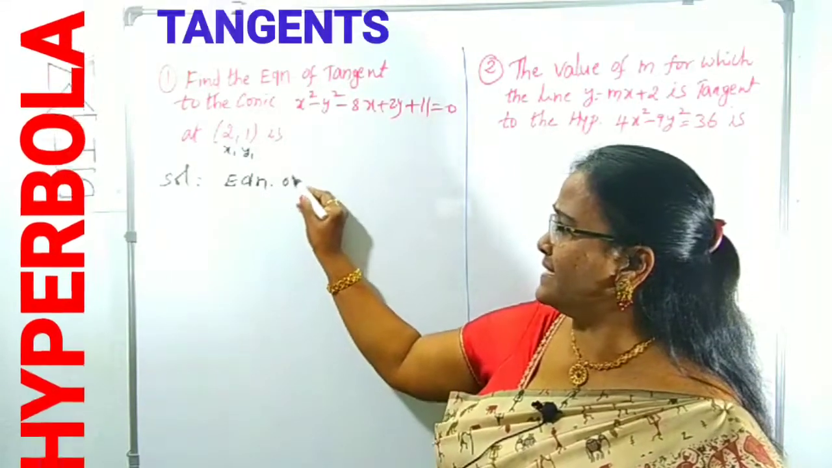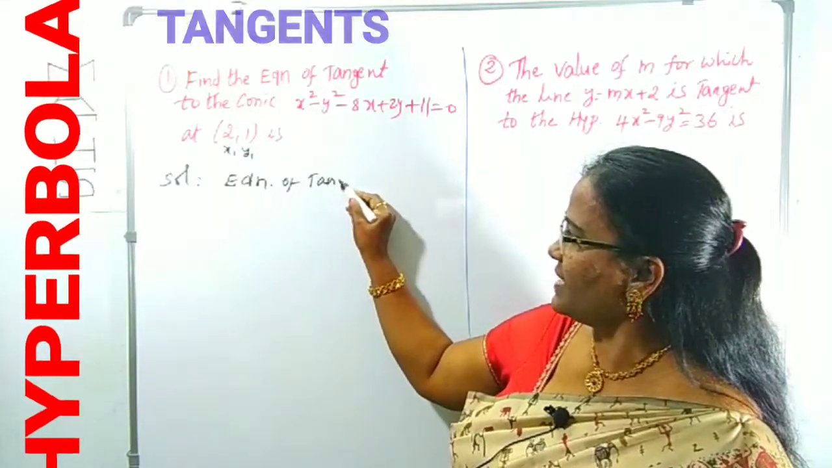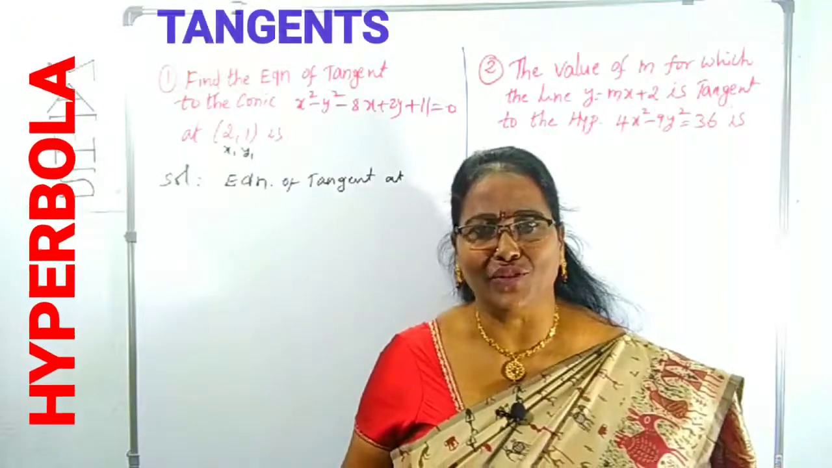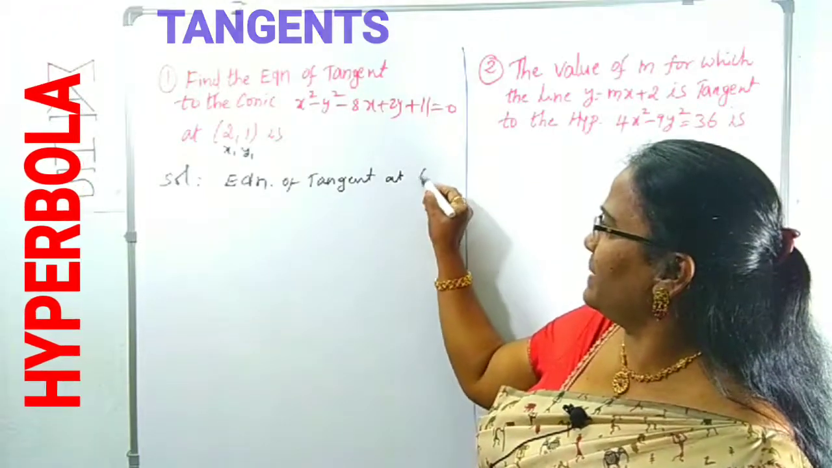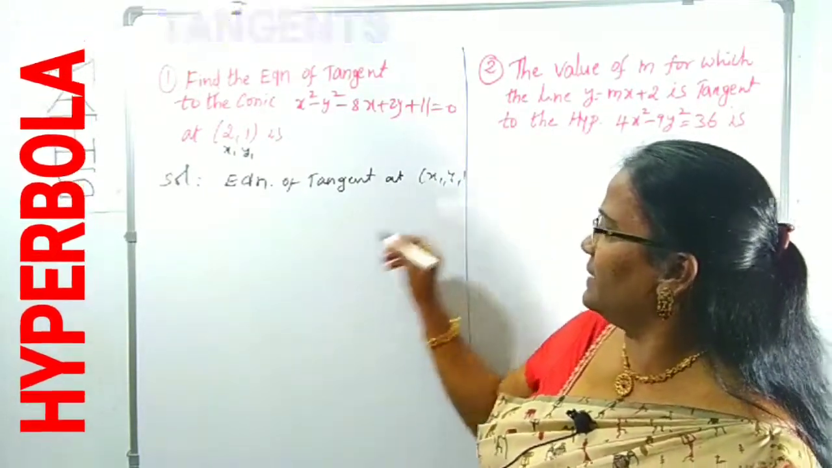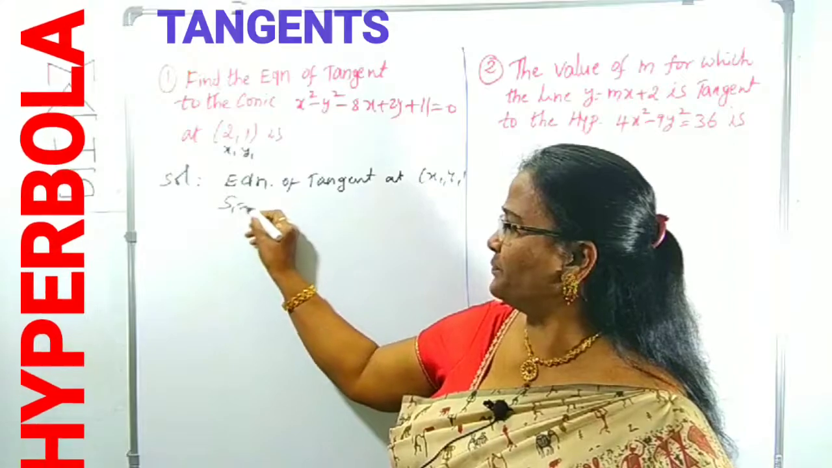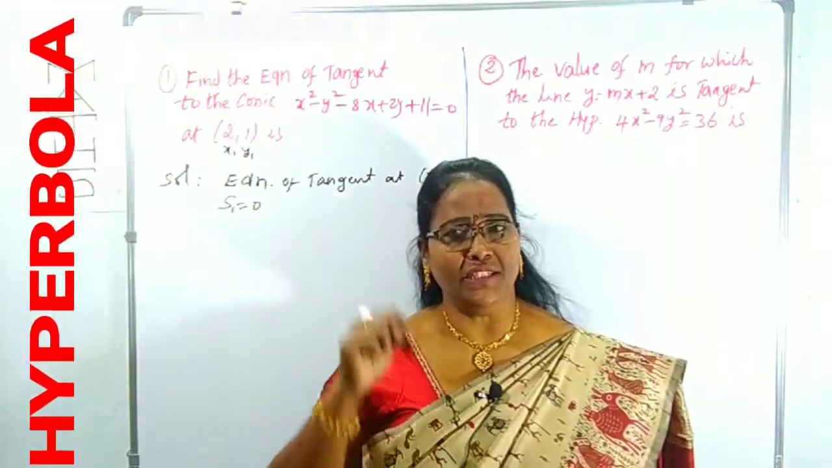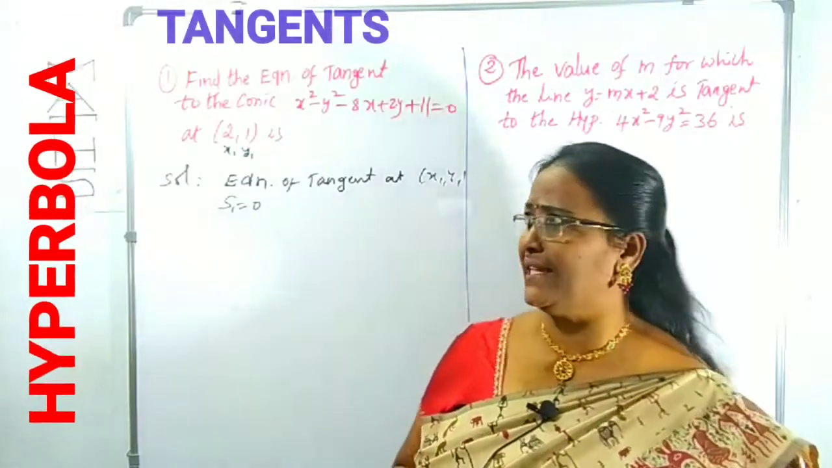Equation of tangent at some (x1, y1). What is that? It is simply S1 = 0. This is not a standard form. Even though we can collect the S1, just look at how you can take the S1.